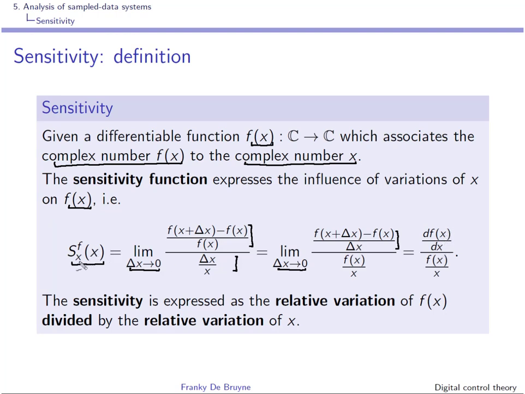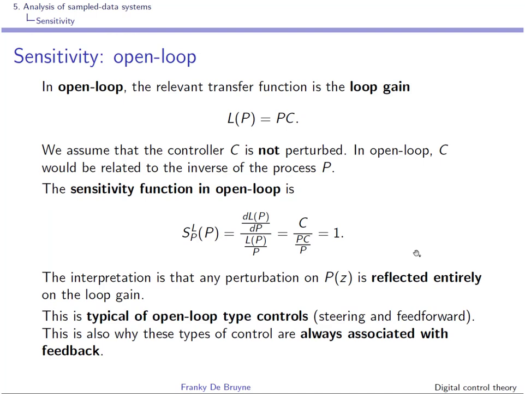So the sensitivity function associated with this differentiable function f of x is the derivative of f of x with respect to x, divided by f of x, divided by x. We'll first look at the sensitivity in open loop, and then the relevant transfer function is the loop gain, process times controller. This is, for instance, the case when you do steering or feed forward. So let us first consider steering.